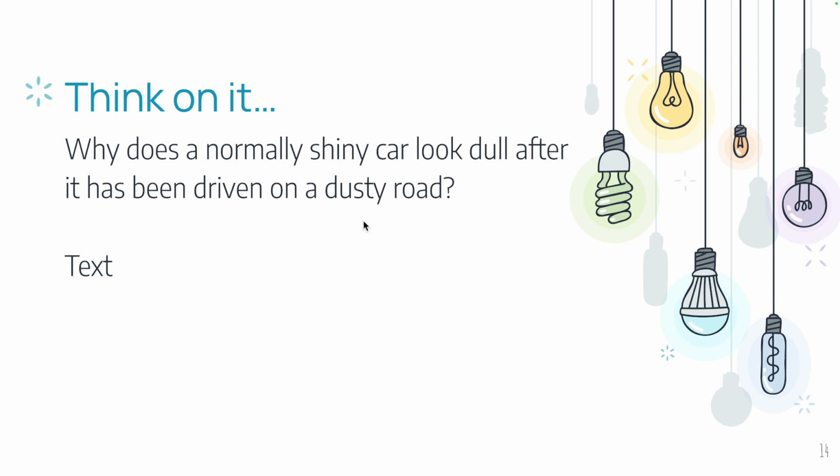If you think back to properties of matter, a shiny car is shiny because that's the property of the metal that it's made out of. It's reflective. But when the dust gets on it, the dust is not shiny. It has a different property, so it doesn't allow the reflection of the metal because it's in the way, and dust and dirt don't reflect.